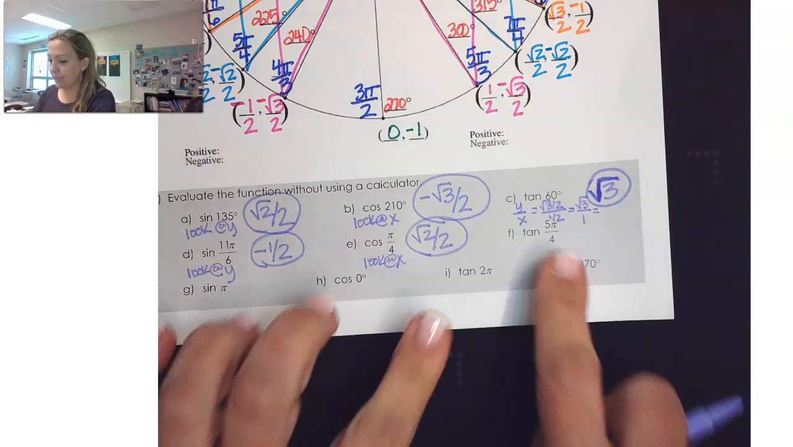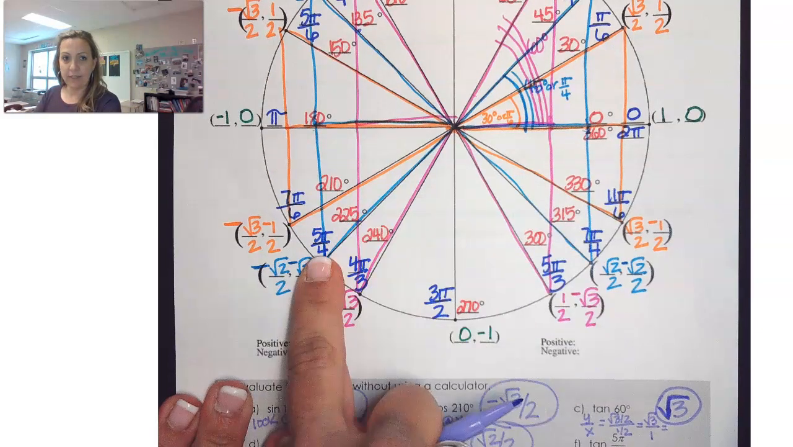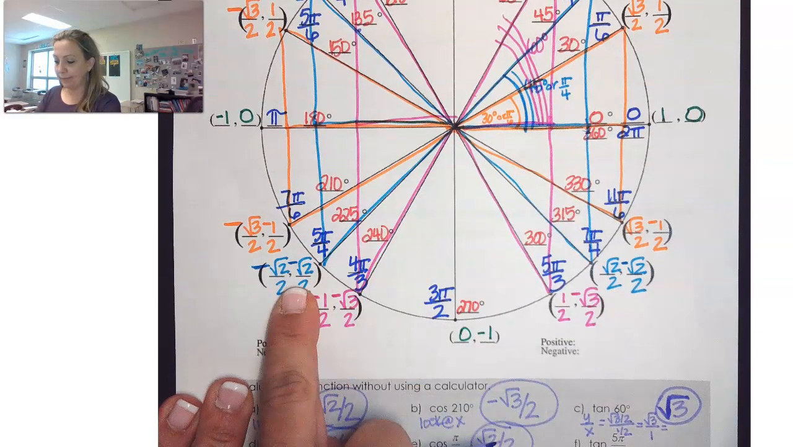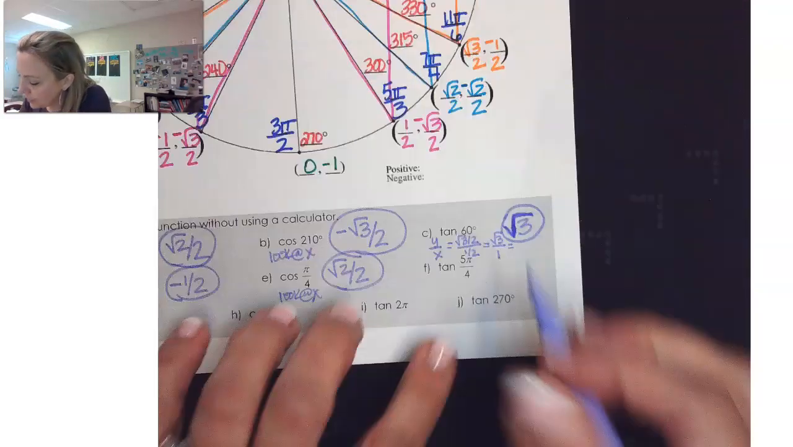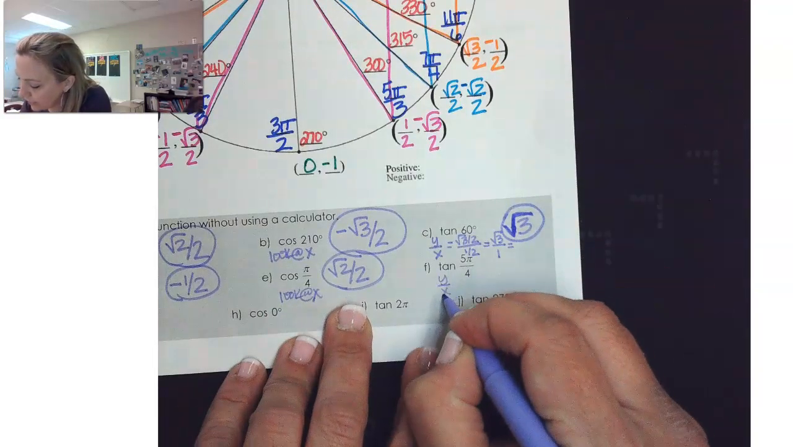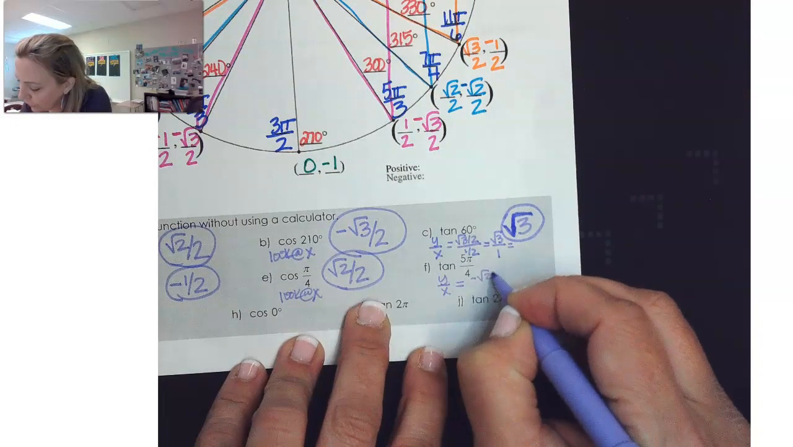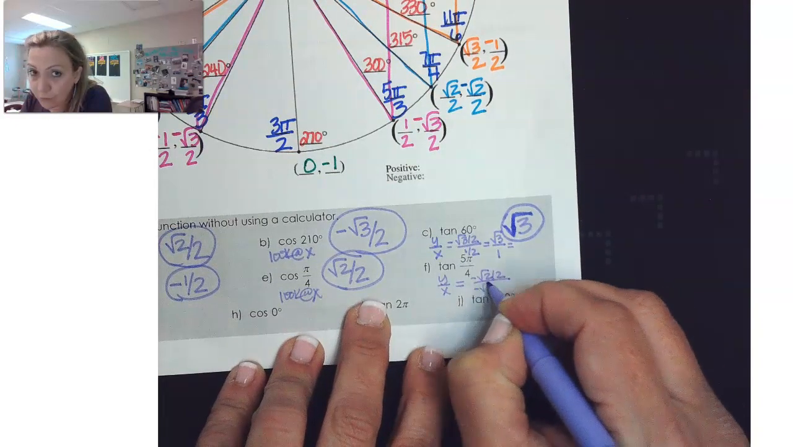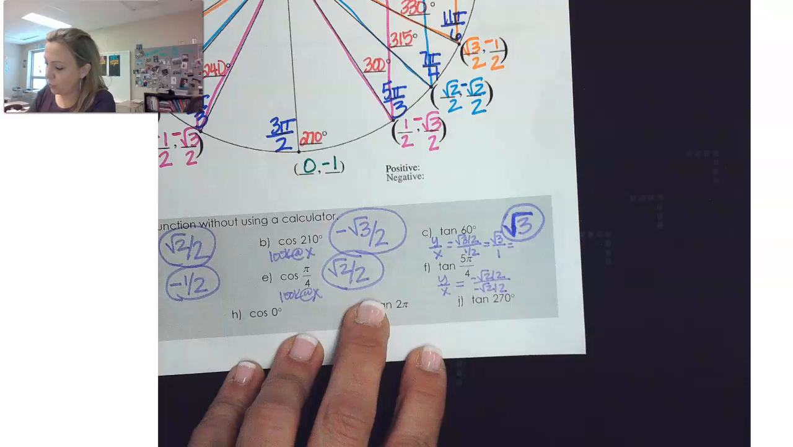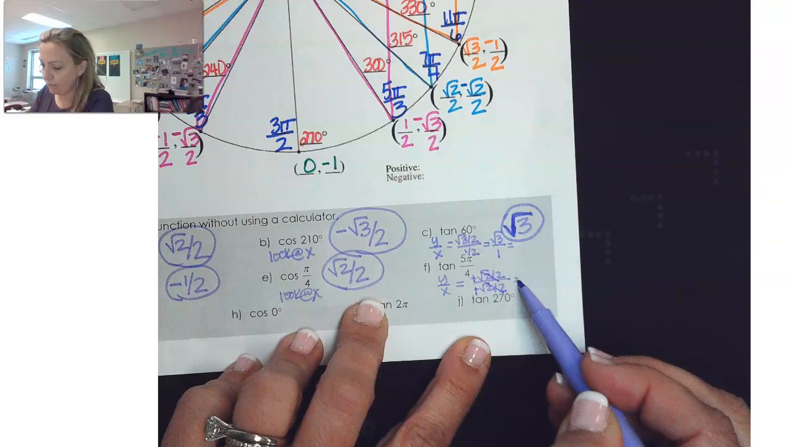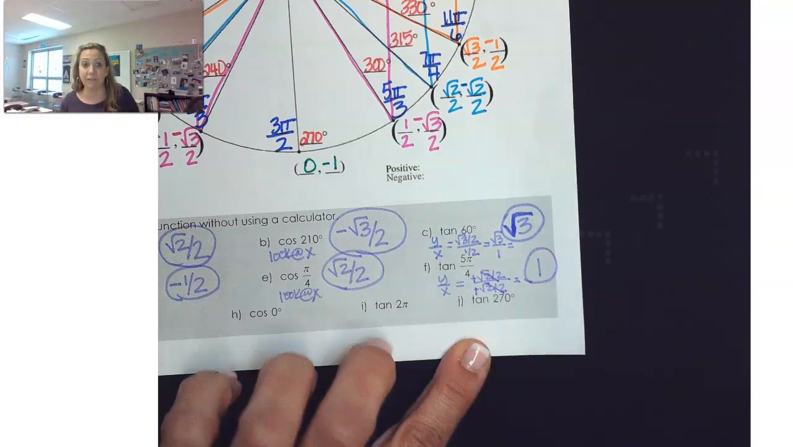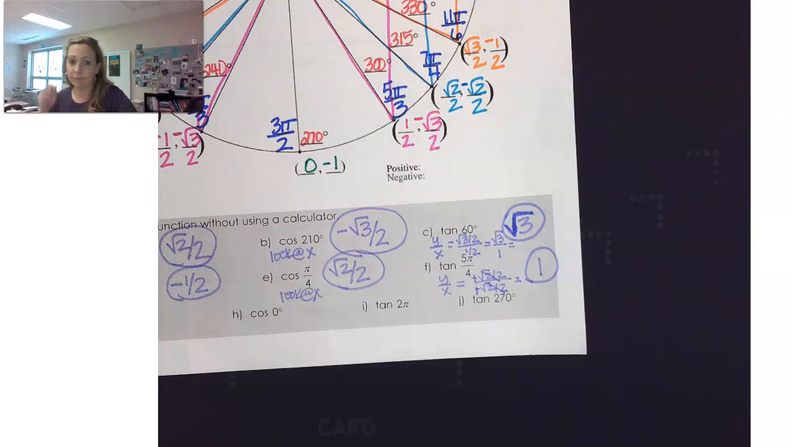Tangent of 5 pi 4ths, we can go to 5 pi 4ths. And tangent means we do what? Y over x. So we take negative root 2 over 2 over negative root 2 over 2. Again, tangent is y over x. The two negatives cancel, turning into a positive. Those are the same, right? Doesn't that just give you 1? The tangent of 5 pi 4ths is positive 1.